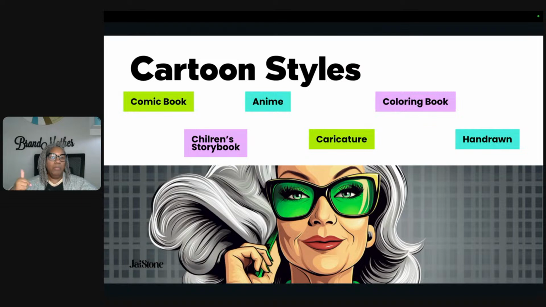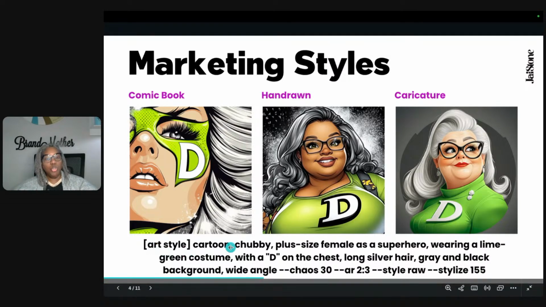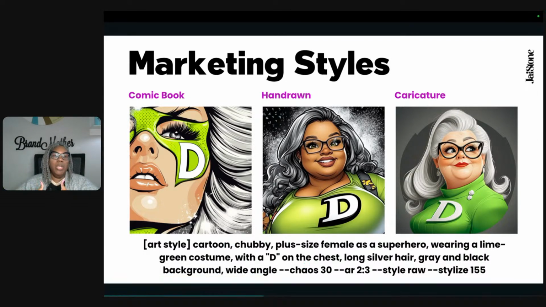So there's the comic book style, the children's storybook style, anime, caricature, coloring book, and hand drawn. Let's take a look at those. And I'm also going to share the prompt. So go ahead and screenshot this prompt because the way we write out the prompt matters. So I put comic book, comic book cartoon. Saying comic book isn't enough. We still have to tell it that we want a cartoon because it can do a comic book illustration.